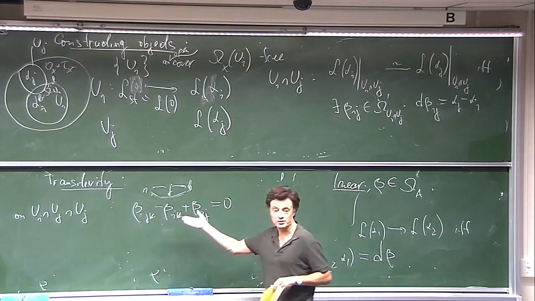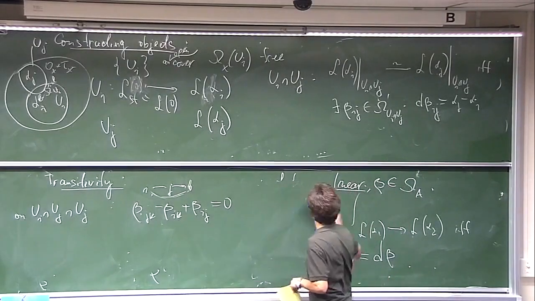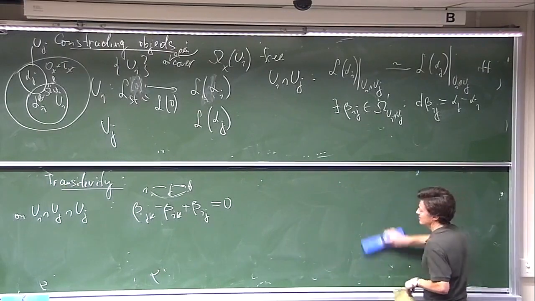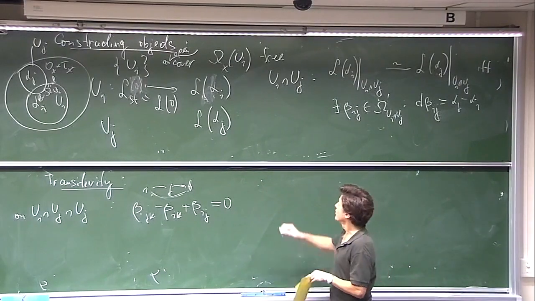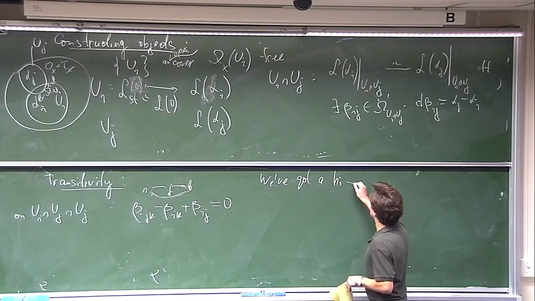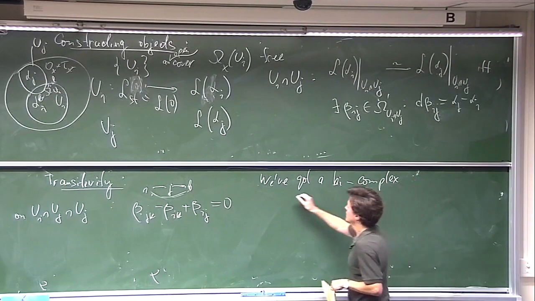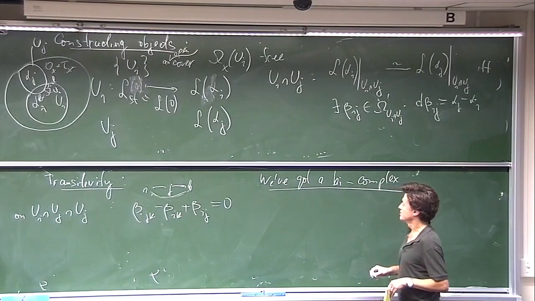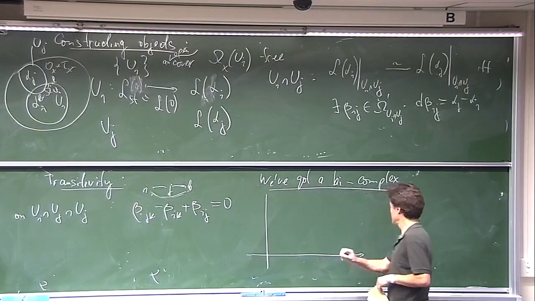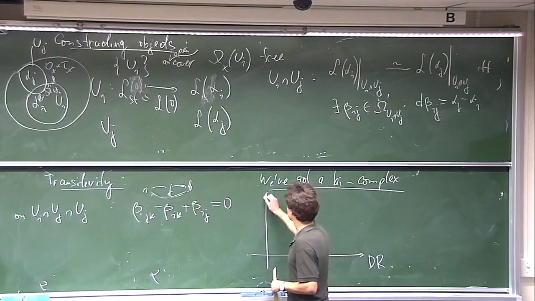All right. Now, of course, you probably already start seeing what is happening. We've got, in other words, a bicomplex. So there are two directions: the de Rham and the Čech.